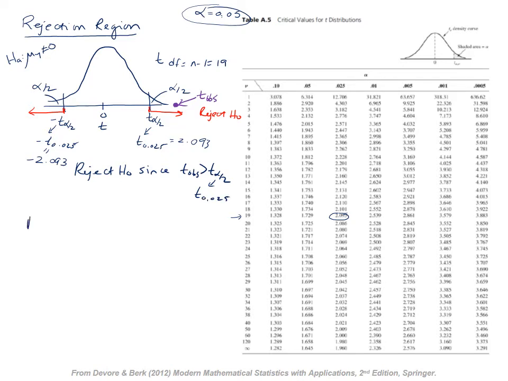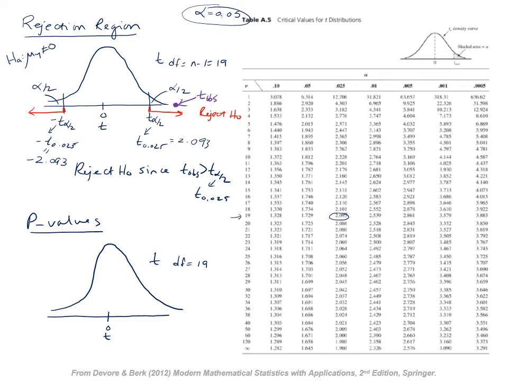The other way is using p-values. So we can draw our picture of the t-distribution again. But now instead of using the distribution to put numbers on here, what we're going to do is use our test statistic. So my t-obs, I'll make my line go out further here. My t-obs is probably out here somewhere.